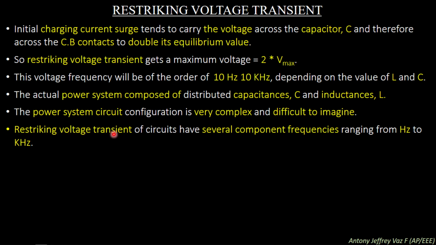Restriking voltage transients of circuits have several component frequencies ranging from Hz to kHz. Since this very complex and very difficult to imagine power system has not only a single component of frequency, it will have several components of frequencies ranging from Hz to several kHz.